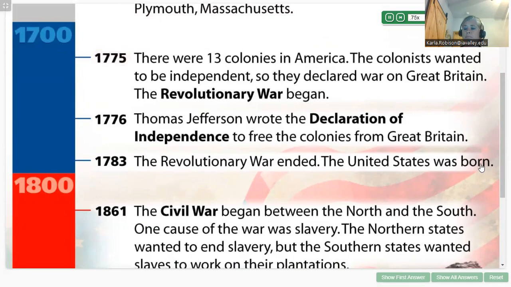1775. There were 13 colonies in America. The colonists wanted to be independent, so they declared war on Great Britain. The Revolutionary War began. 1776. Thomas Jefferson wrote the Declaration of Independence to free the colonies from Great Britain.